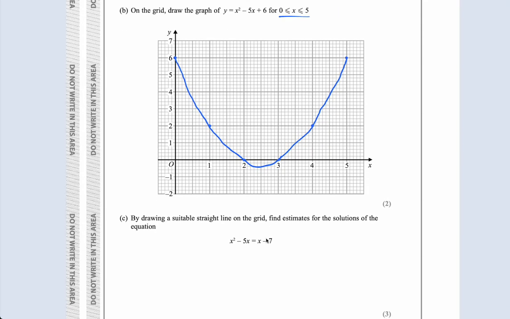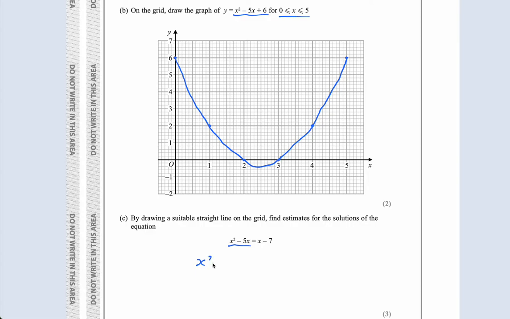Okay. Then it says, by drawing a suitable straight line on the grid, find estimates for the solution of this, right? These questions, guys, are always difficult. This is how you do it. You look at the left side of this equation, and you look at the function here, and you go, right, they are similar. This is x squared minus 5, but this is x squared minus 5x plus 6. I want to make this look like this. How do I make it look like that?